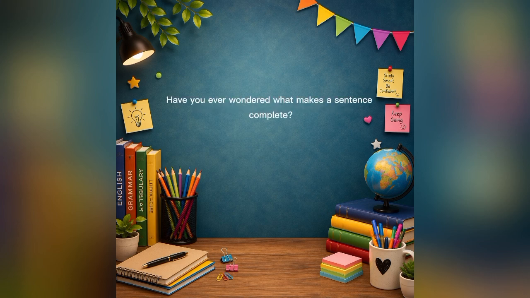Have you ever wondered what makes a sentence complete? Look at this. The girl in the classroom. Does that sound complete? No, it doesn't. Now listen to this. The girl studies in the classroom. Now the sentence makes sense. Why? Because it has a verb. A verb is a word that shows an action, an occurrence, or a state of being. In simple words, a verb tells us what someone or something does.